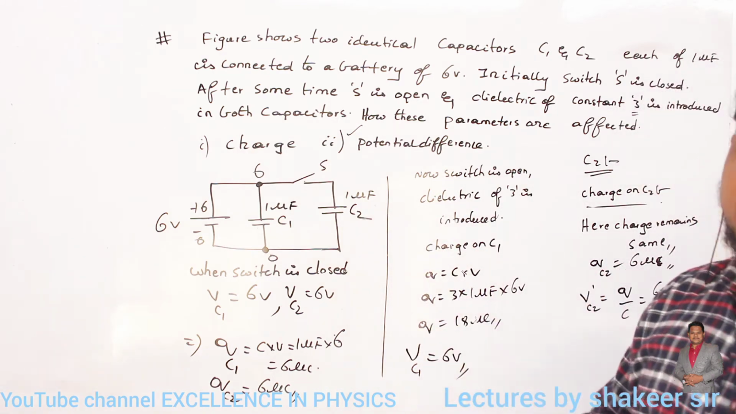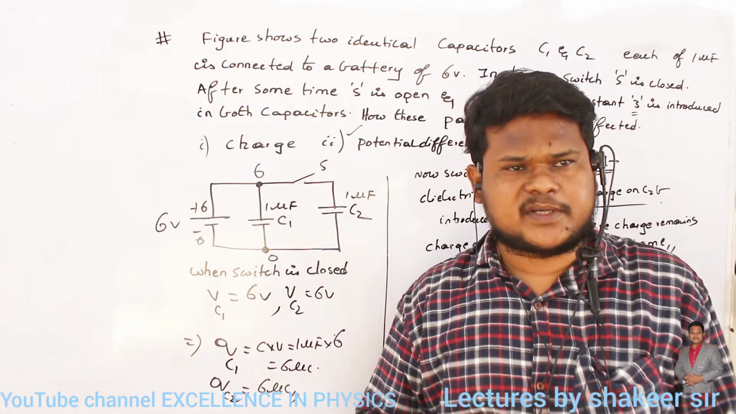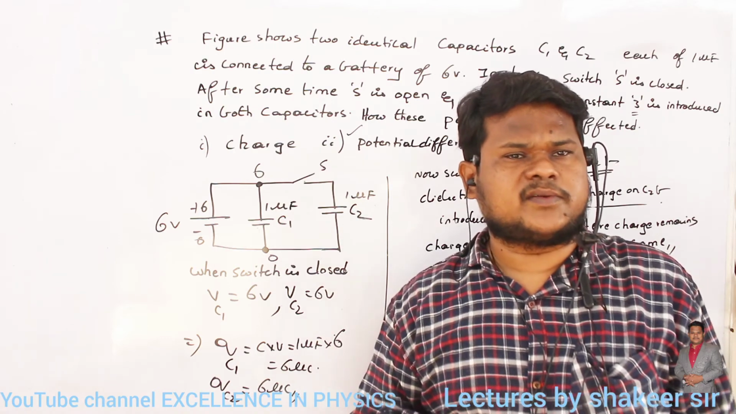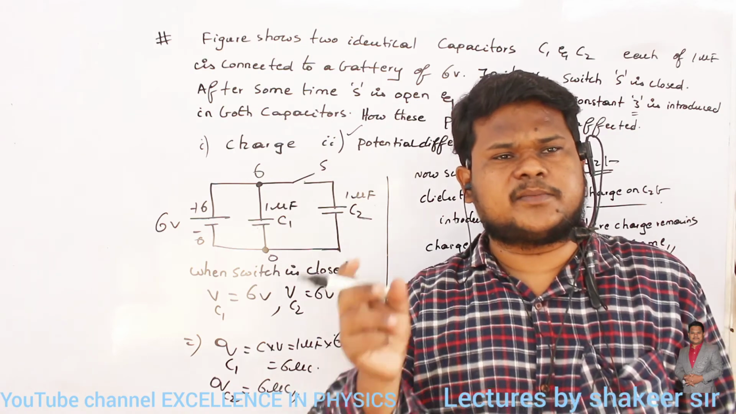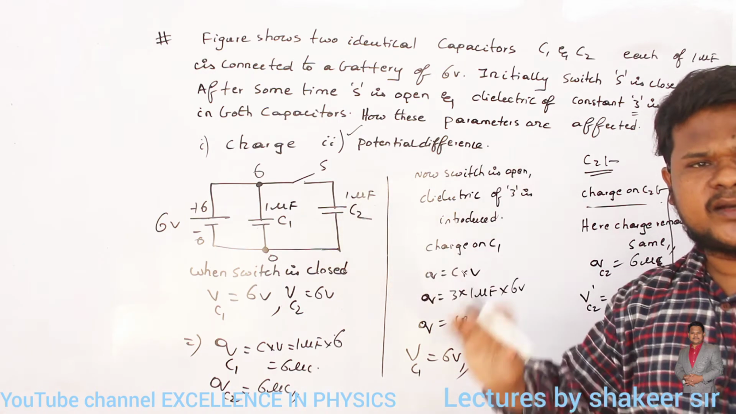Whether it is connected to a battery or not, whether it is a charged capacitor or an uncharged capacitor, capacitance doesn't depend on all these. Capacitance always increases by K times if you are introducing a dielectric. So capacitance is K into C naught. Therefore 6 microcoulombs divided by K value 3, initial capacitance 1 microfarad. So micro gets cancelled, and 6 by 3 is 2 volts. This is the final potential difference across this capacitor after introducing the dielectric.